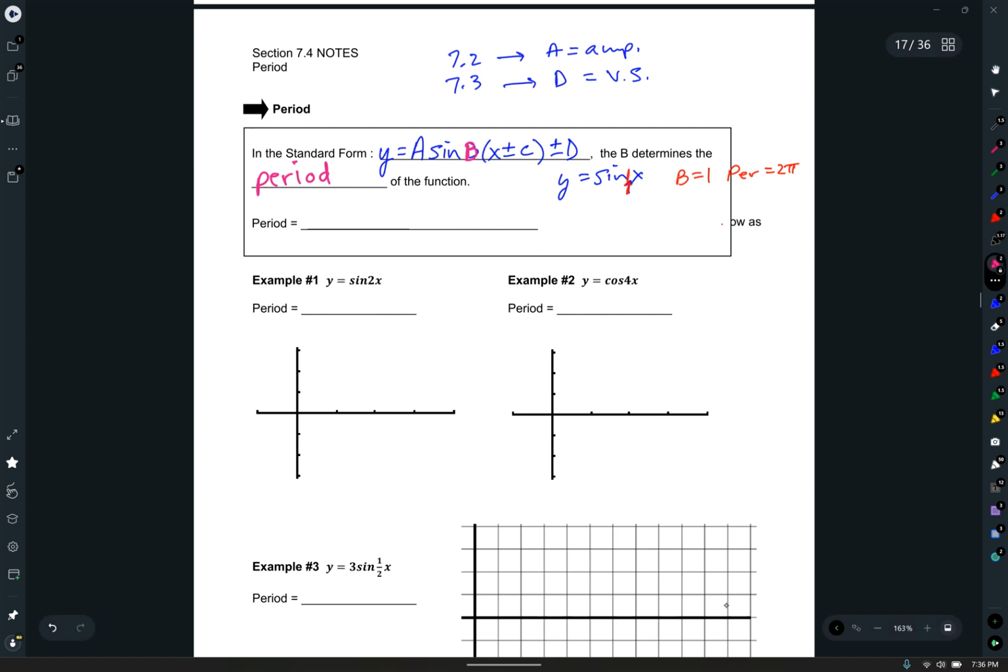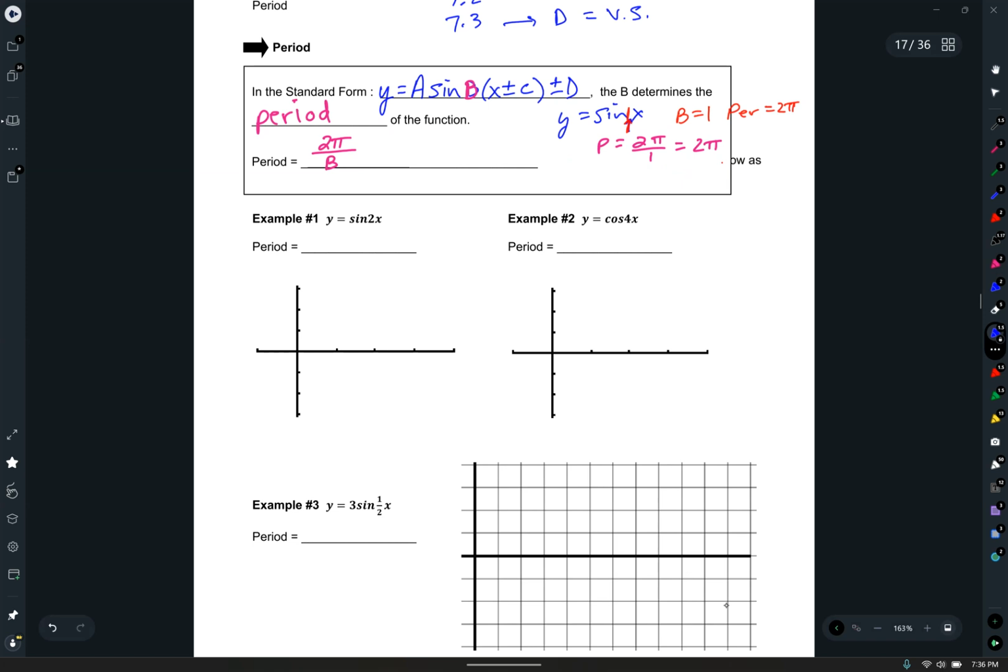Okay, so the formula that we use is, we say the period always equals 2 pi over b. So it should make sense. If b is 1, then that's why the period of this was 2 pi over 1, or just 2 pi. Okay, so look at example 1. First thing we'll notice here is that the b is this 2, because that's the number in front of the x. It doesn't matter if there's parentheses or not. The b is always the number right in front of the x. So the period would be 2 pi over b, which is 2. So the period is actually pi.